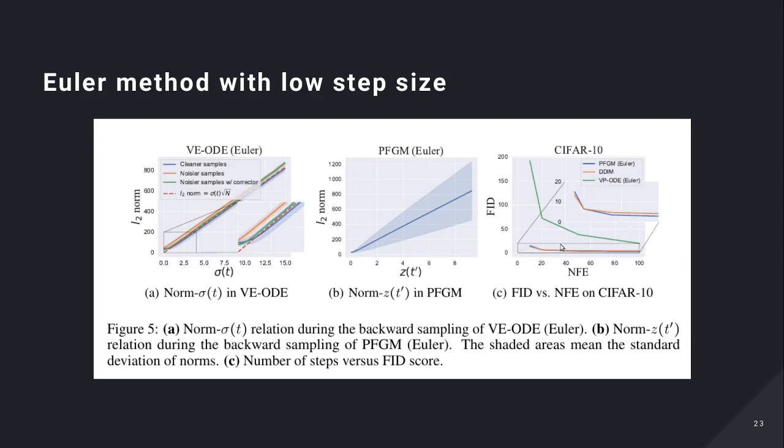The interesting thing is this curve here where they lower the number of function evaluations by increasing the Euler step size, and we see that basically PFGM and DDIM are around the same, and actually PFGM is a bit better than DDIM for most of the time, whereas the variance preserving ODE, on the other hand, for very large Euler steps, quickly degrades. So that's a nice thing. You can use the simplest ODE solver with a very large step size, and that works pretty nicely.